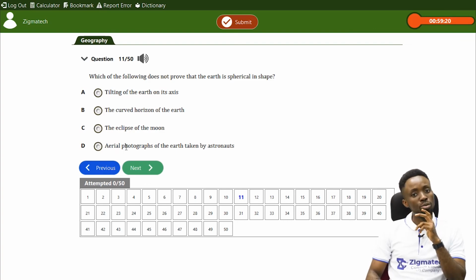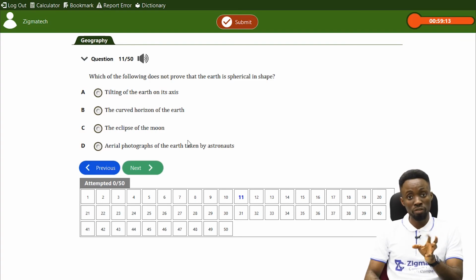Now, if we look at option D, we've talked about aerial photographs as one of the evidence to show that the Earth is curved and not flat. Then we also talked about lunar eclipse, which is the same as the eclipse of the moon, so it's also an evidence. Then the curved horizon of the Earth, we as well discussed option B. So the answer will be what? Tilting of the Earth on its axis, because that one talks about rotation of the Earth. So the answer is A. So we go to the next question.